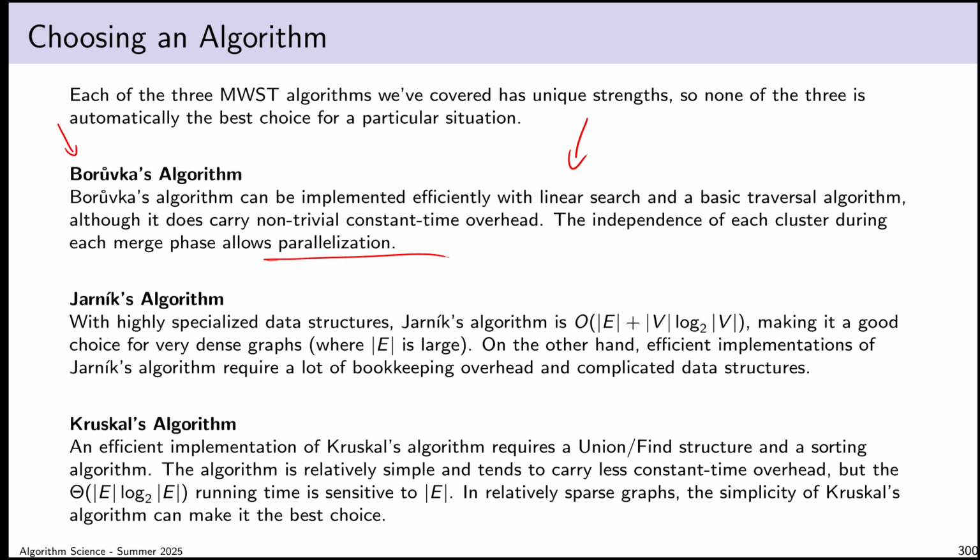In other words, a merge phase can be done in parallel, and then the end of the merge phase is where each of the threads has to join back up and share information. And that's pretty powerful. We don't have that benefit with Jarník and Kruskal. So there it is, the minimum weight spanning tree problem, the first of our optimization-based graph algorithms. We're going to see a few more of them.